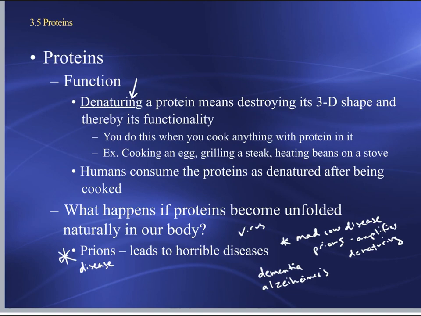So if you're trying to create a cure for Alzheimer's and dementia, or even mad cow disease, what you would need to do is find a way to stop the prions from affecting the other proteins around them, from denaturing the other ones, the good functioning ones, which is not the easiest thing to do. Anyways, that'll wrap up our lesson on proteins.